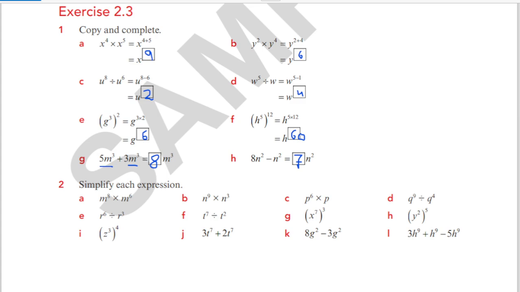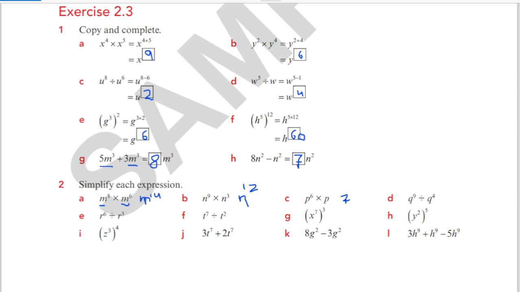Okay, so now we'll move to question number 2. Simplify each expression. Whenever terms with the same variables are multiplying, we will add the powers. So it will be m power 14. Then n power 9 times n power 3, the power will be 12. 6 plus 1 will be 7. The power will be 7 in this case.